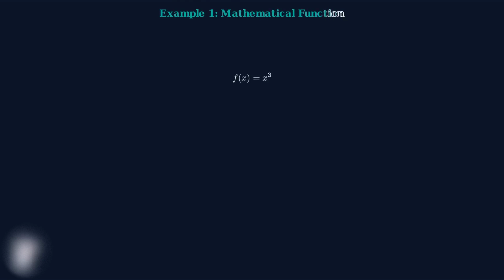Our first example demonstrates the fundamental process with a simple cubic function. We'll find the inverse of f of x equals x cubed. To find the inverse, we follow our standard procedure. First, we replace f of x with y. Next, we swap x and y. This gives us x equals y cubed. Now we solve for y by taking the cube root of both sides. The cube root of x equals y. Finally, we replace y with f inverse of x. Therefore, the inverse function is f inverse of x equals the cube root of x. This demonstrates the basic algebraic process.